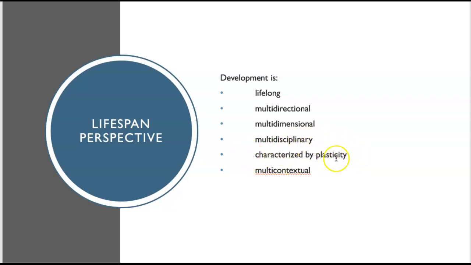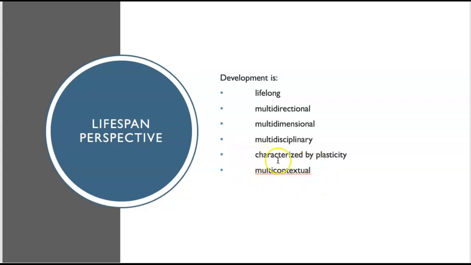Development is characterized by plasticity. This means that there are some things in our life that have the capacity for change and growth. This is what plasticity refers to. Again, plasticity refers to the capacity for change. So we think about different skills or different abilities that we have, which remain relatively the same throughout our lifespan and which continue to grow and develop as we get older.